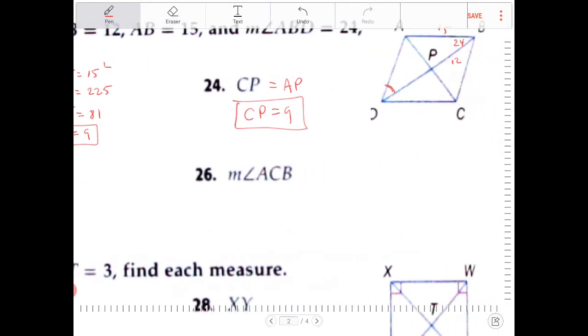Angle ACB. Angle ACB is really angle PCB, the same thing. Angle P here is 90. Angle B there is going to be 24. The leftover has to be 66. So therefore, angle ACB is equal to 66 degrees.